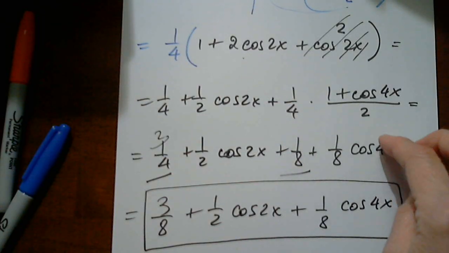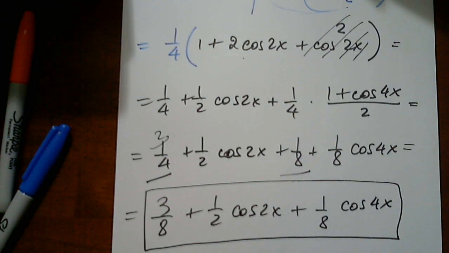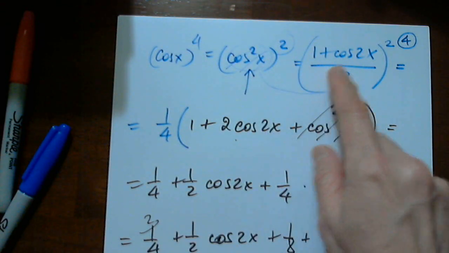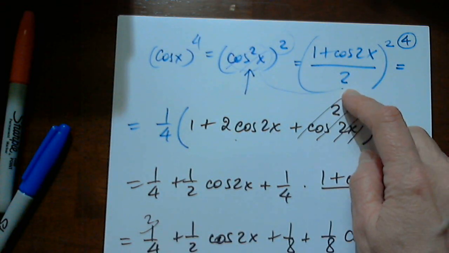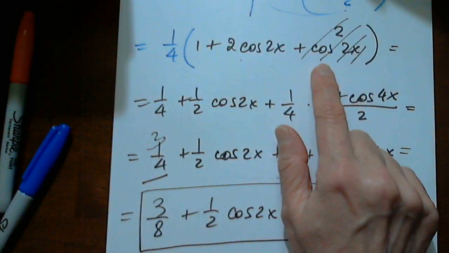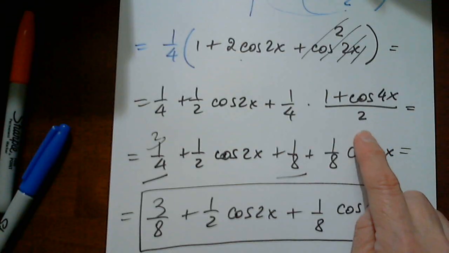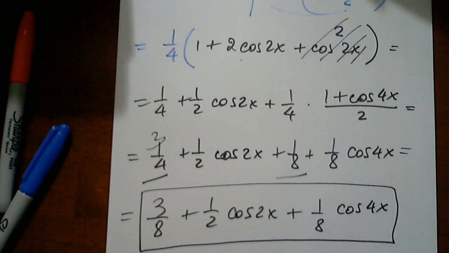We have to apply this very important formula twice. So cosine squared x is 1 plus cosine double angle over 2. Same thing here. Cosine squared 2x is 1 plus cosine double angle over 2. Same formula. Is this okay? Yeah, that's good. Perfect. Next question.